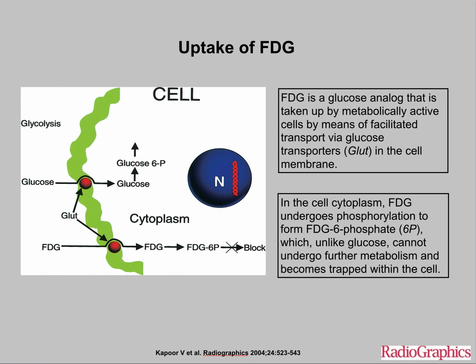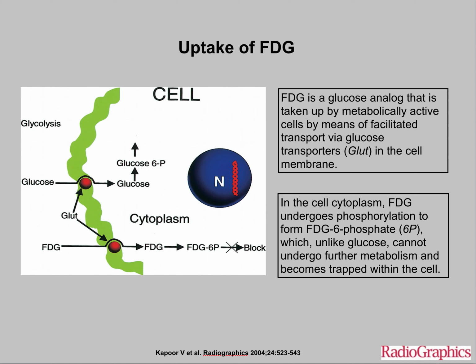In muscle, glucose uptake is insulin dependent. So in an ideal state, we're striving to achieve a euglycemic hypoinsulinemic state so that our FDG is not driven into the muscles. Once FDG gets into a cell, it becomes phosphorylated and becomes trapped, enabling accumulation of FDG within the tumor.